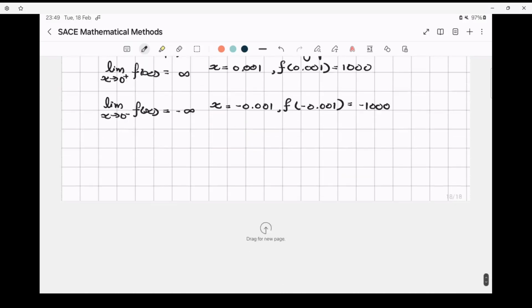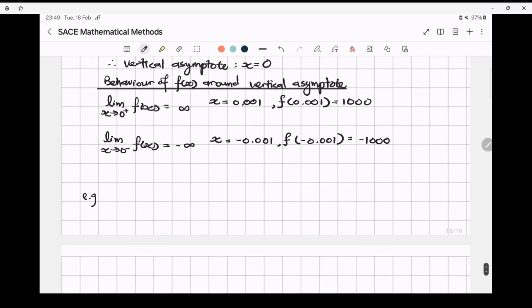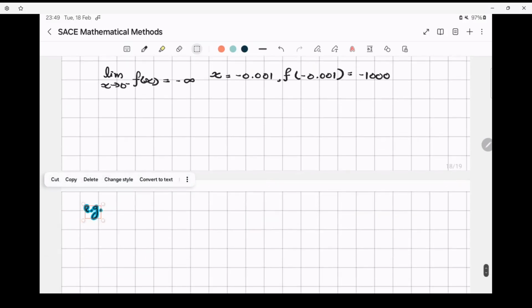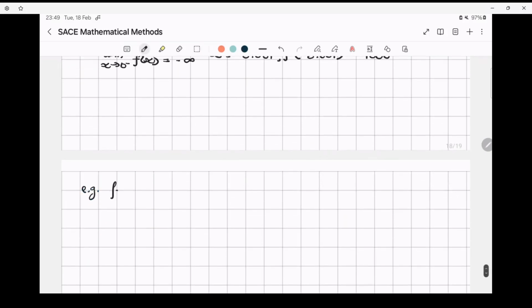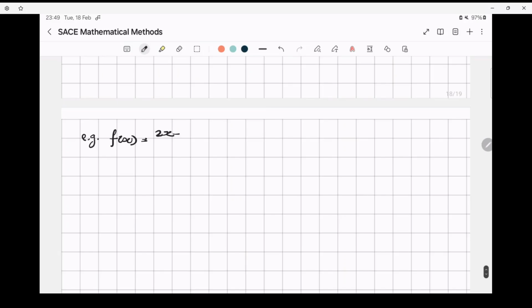So of course we can look back at our previous examples. Let's just start a new page. Let's say f(x) is (2x + 1) divided by (x - 5). So you know that x cannot be equal to 5. Therefore, your vertical asymptote is x equals 5.